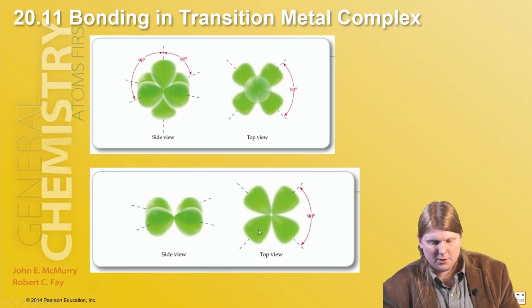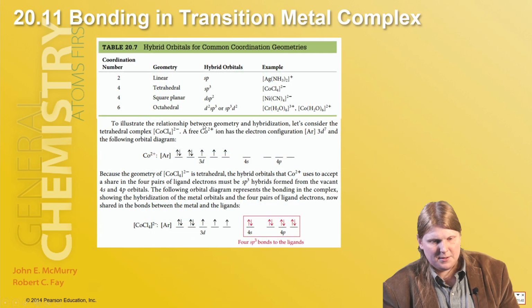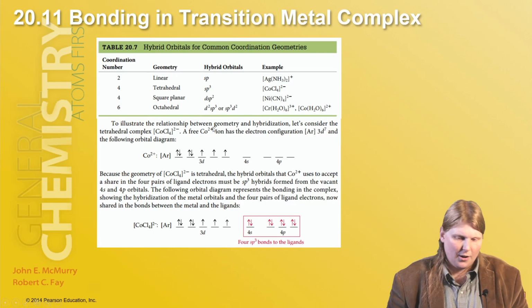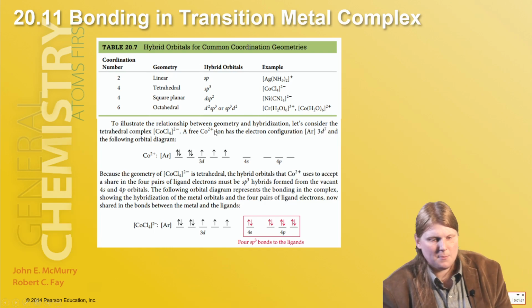We've got some pictures here again. This is for a square planar, and this is for the octahedral type arrangement. But these are the same hybridizations we've seen previously. It's just that now we can make a distinction between these two. The book discusses that, but it talks about how that has to be measured empirically.